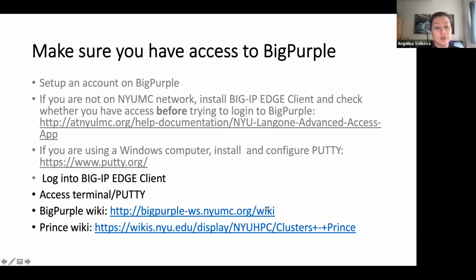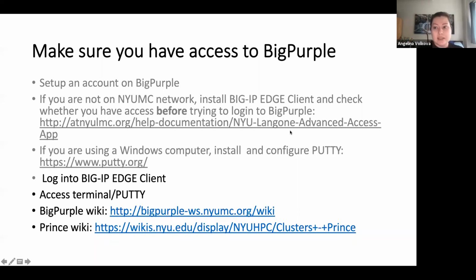And then for Big Purple people, if you're not on the NYU Medical Center network, you had to install the Big IP H client and check whether you have access before trying to log into Big Purple. So I hope you all have done that. And then the third thing that I needed you to do is, if you are using a Windows computer, you had to install and configure PuTTY. So PuTTY is the SSH client that we need to use to log into Big Purple if you are running a Windows machine.